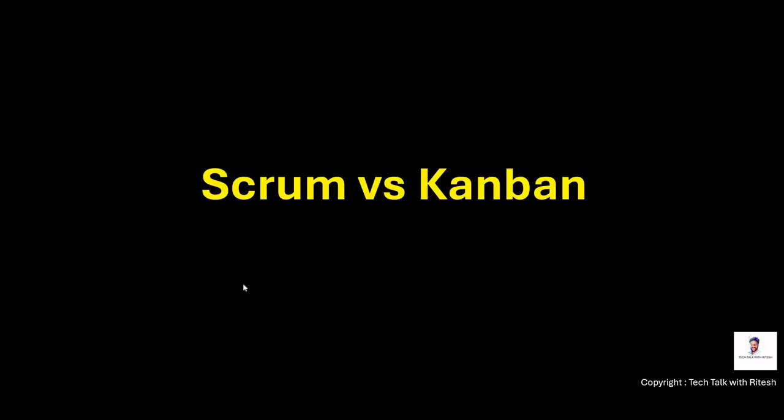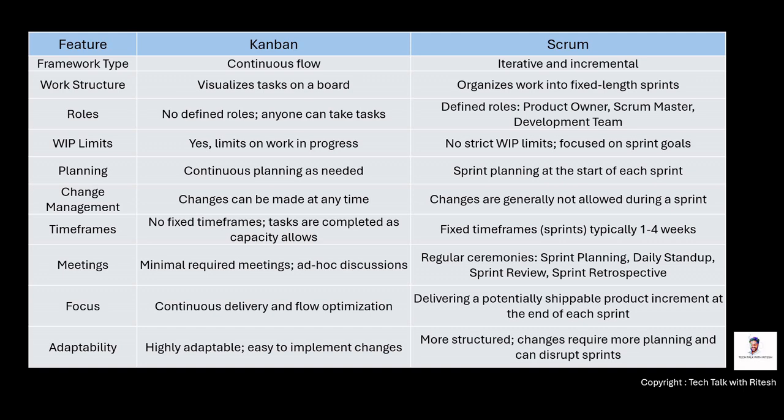Now we have learned Scrum and Kanban. Let's see what the difference is. So I put this in a tabular format so that we can see all the differences, or align what is changed between Kanban and Scrum. So framework type: it's continuous flow for Kanban, and iterative and incremental flow for Scrum, right?